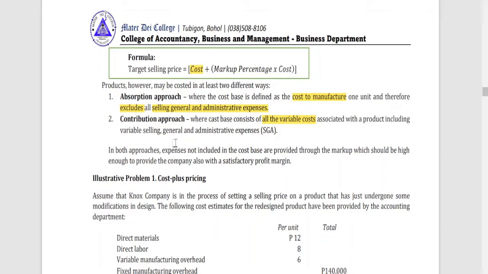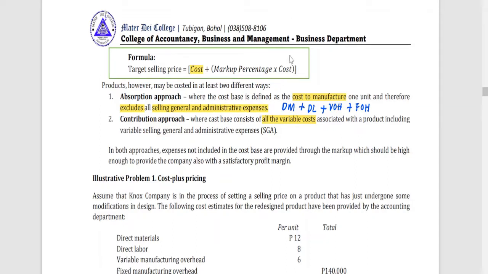So walay apel tong dili manufacturing cost. So whether fixed or variable, appeal sa absorption approach as long as these are manufacturing costs. So what would be included in the absorption approach? The costs here would include your direct materials, of course, then direct labor plus your variable overhead and the fixed overhead. Okay, so these are your cost to manufacture.